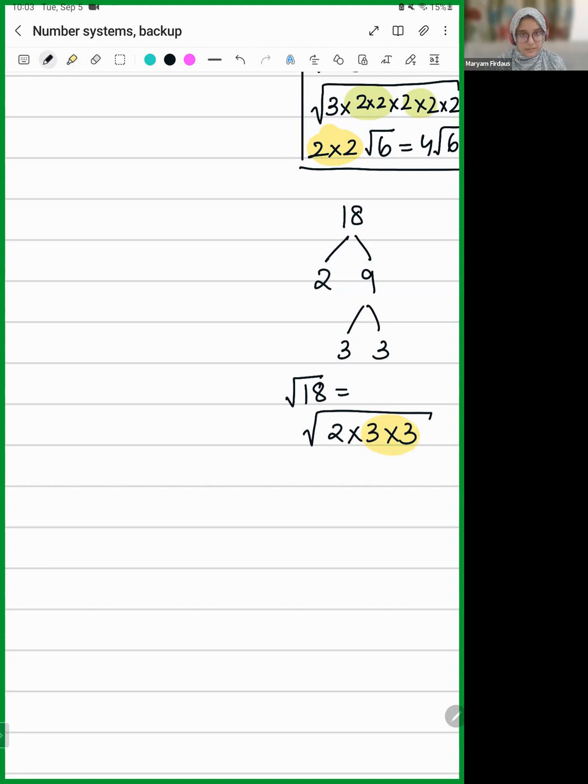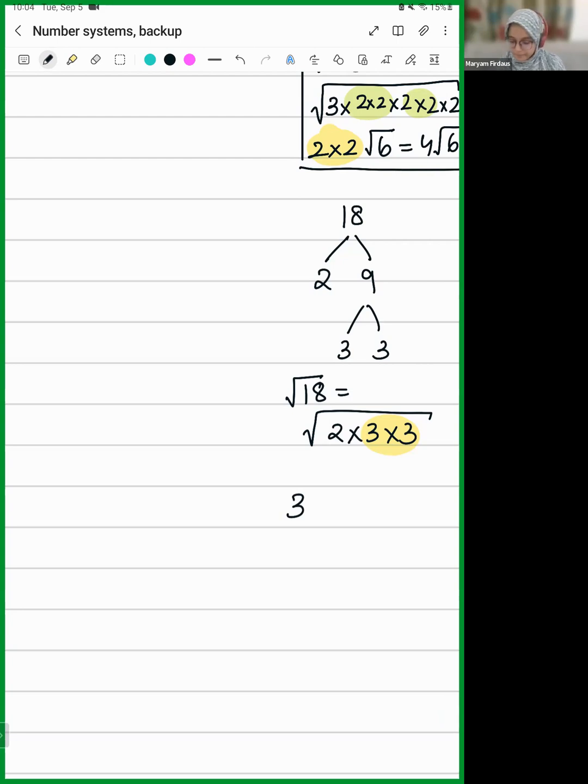Not 9 root 2. 3 is a pair, right? Yes. So we just take 3 out just once, because here there's two 3s inside the root. So just one 3 will come outside. They will get clubbed together when they try to come outside the root. Understand?